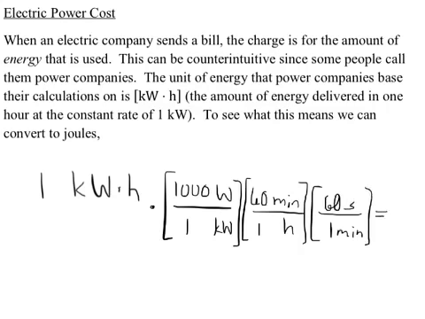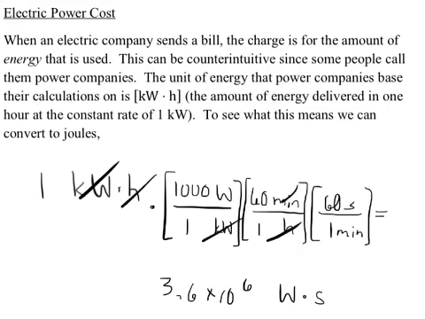Why are we going to seconds? Because remember that what we'll get here is a watt times a second, and a watt times a second is actually a joule. And we'll show how that works. So when we multiply these, you'll get a value of 3.6 times 10 to the 6. And the units are watts times seconds. Take a look: kilowatt, kilowatt, hour, hour, minute, minute. What's left? Seconds and watts.